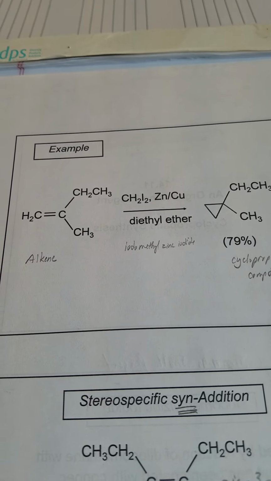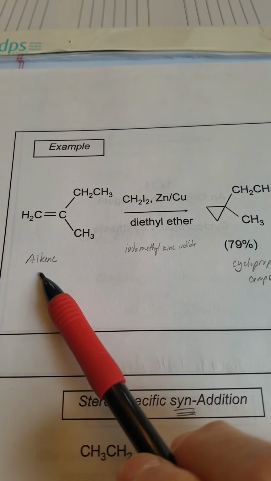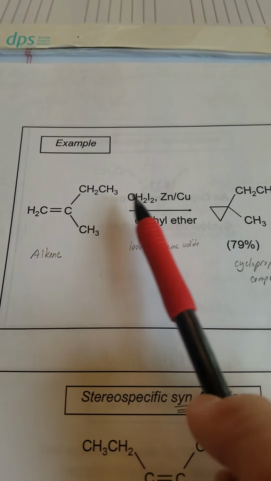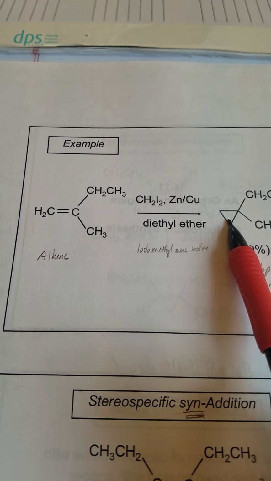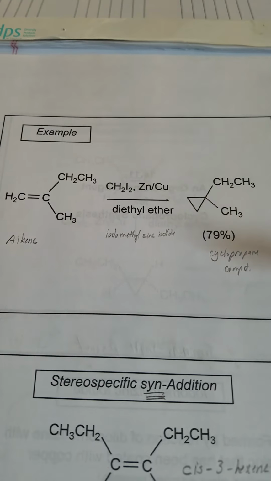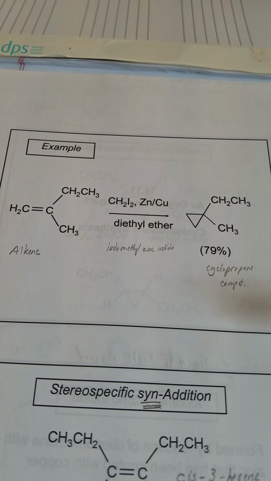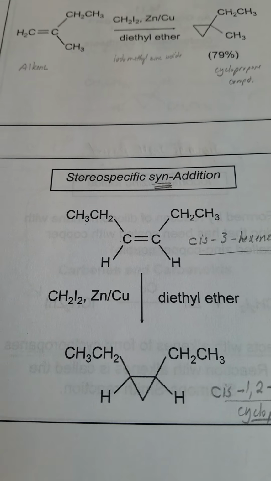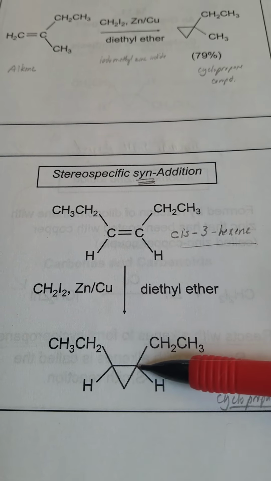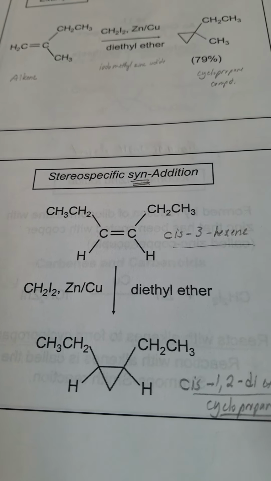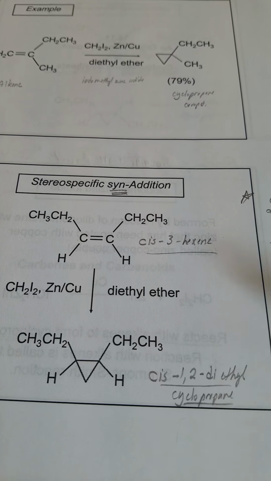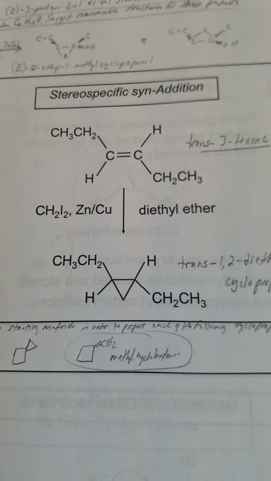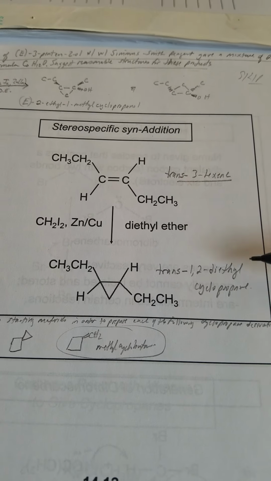Here's an example. So you're going to start off with an alkene. That's key. Wherever the alkene is, those pi electrons are going to break, and that's where the cyclopropane is going to form. These are stereospecific, so if I start off with an alkene that is cis, then I'm going to form a cis cyclopropyl product. If I start off with one that is trans, as in this case, I'm going to get a trans cyclopropane product.